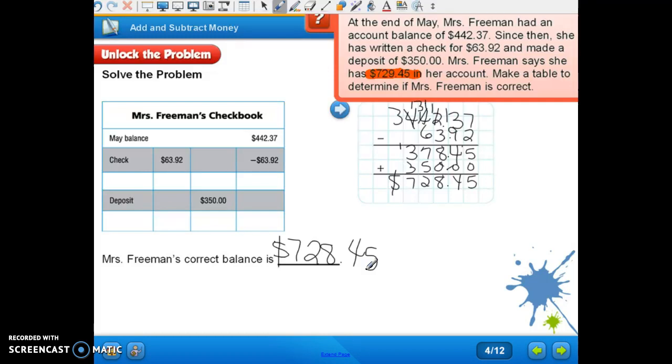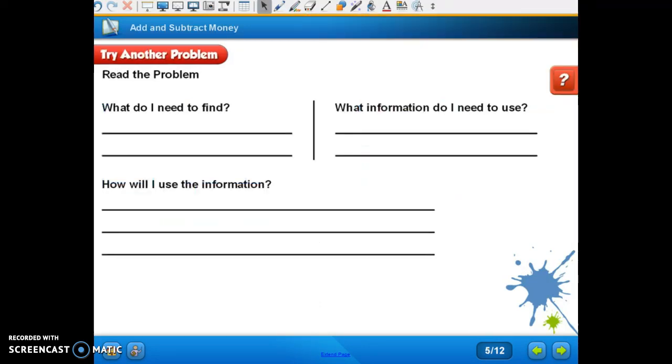Okay, down at the bottom it says, how can you tell if your answer is reasonable? What have we been doing to see if our answers are reasonable? Estimating, okay? I can use estimation to determine if my answer is reasonable. We've been estimating in our other lessons.